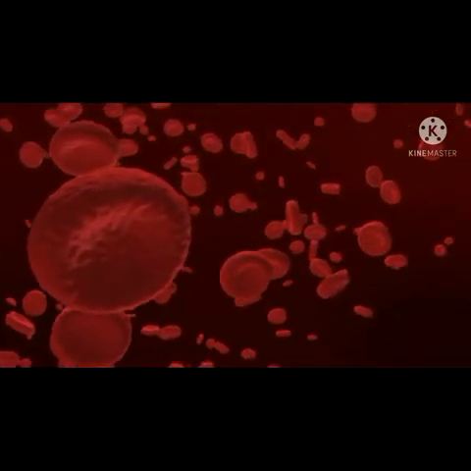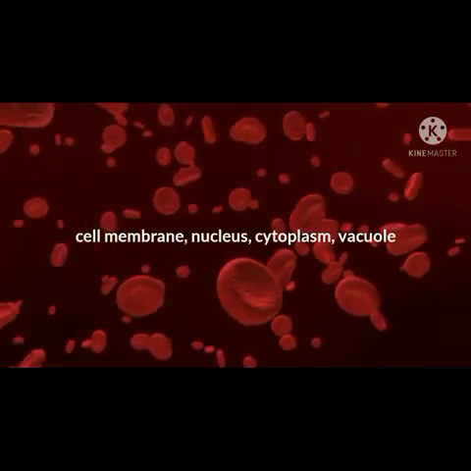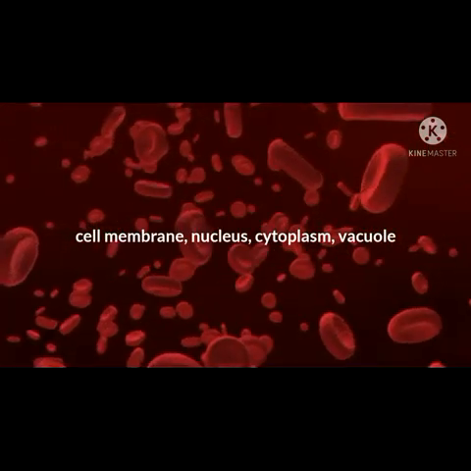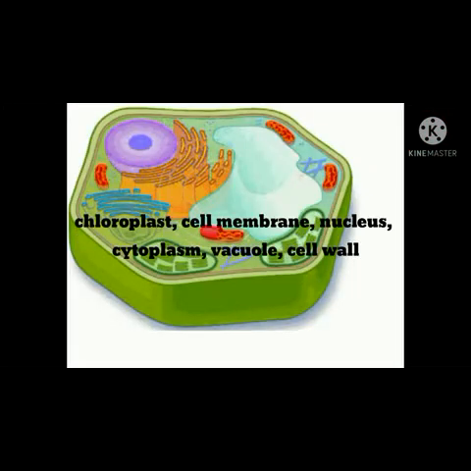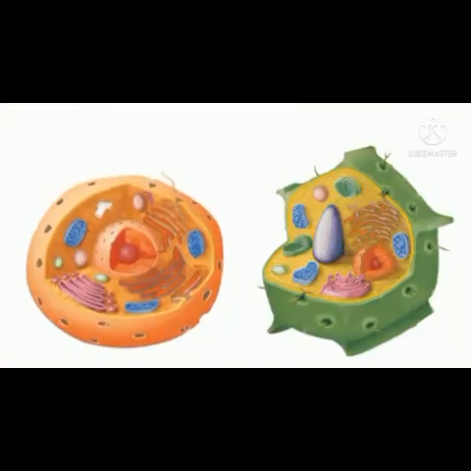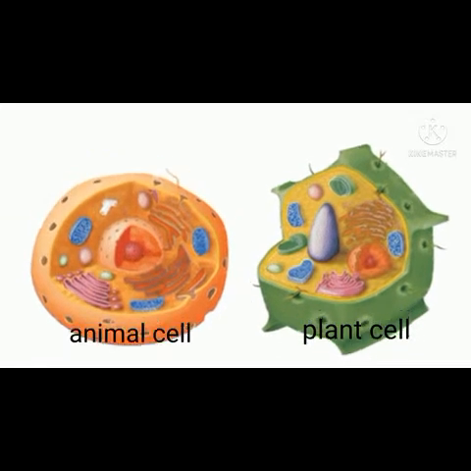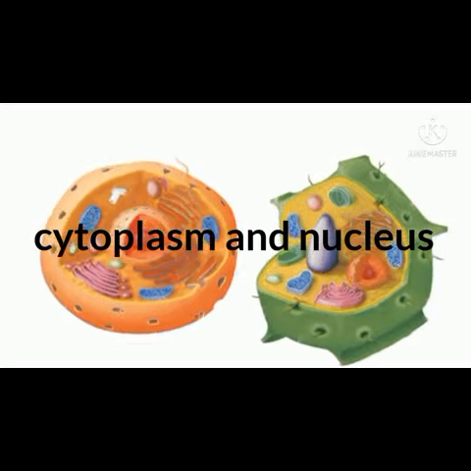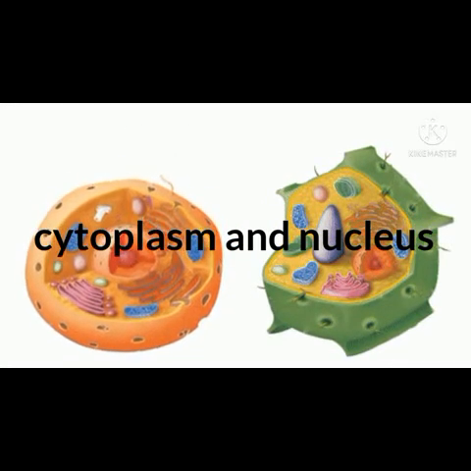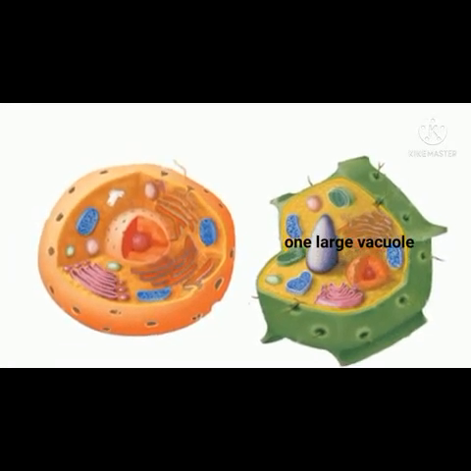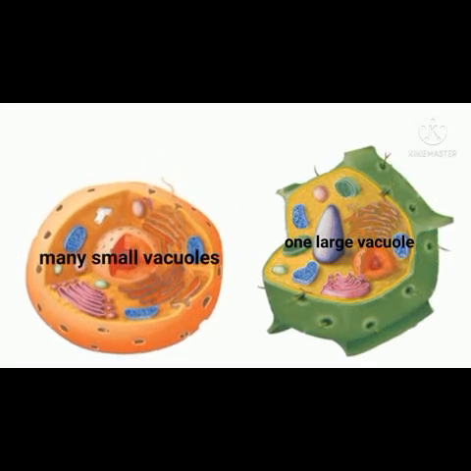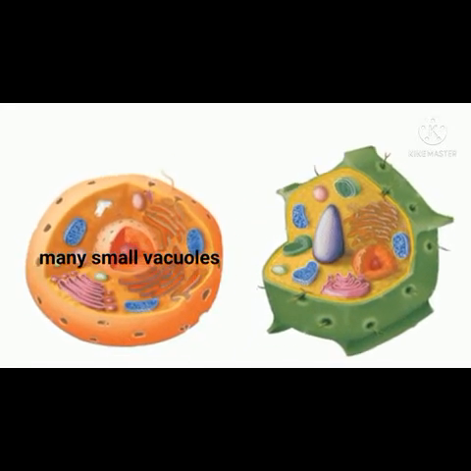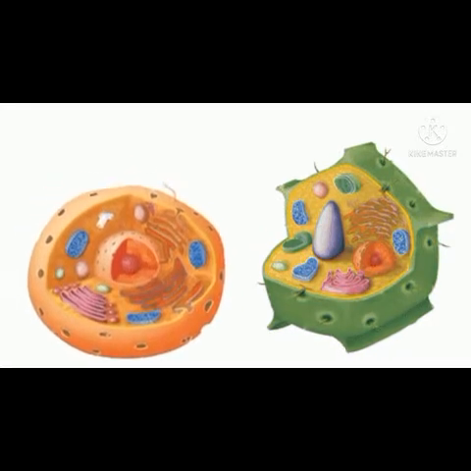An animal cell has cell membrane, nucleus, cytoplasm, and vacuole, and a plant cell has cell membrane, nucleus, cytoplasm, vacuole, cell wall, and chloroplast. Plant cells and animal cells both have a cell membrane. They both contain cytoplasm and nucleus. A plant cell has one large vacuole and an animal cell has many small vacuoles. Plant cells also contain cell walls and chloroplasts.